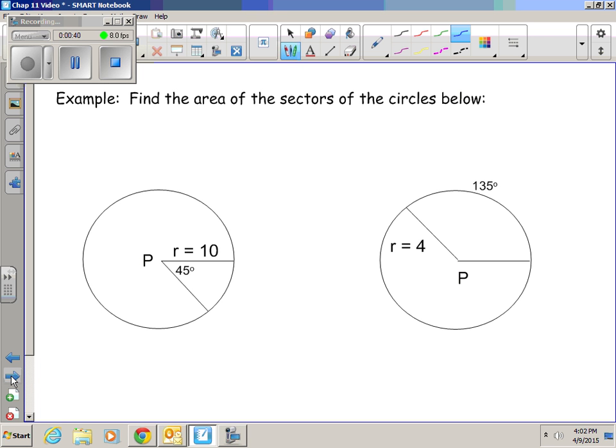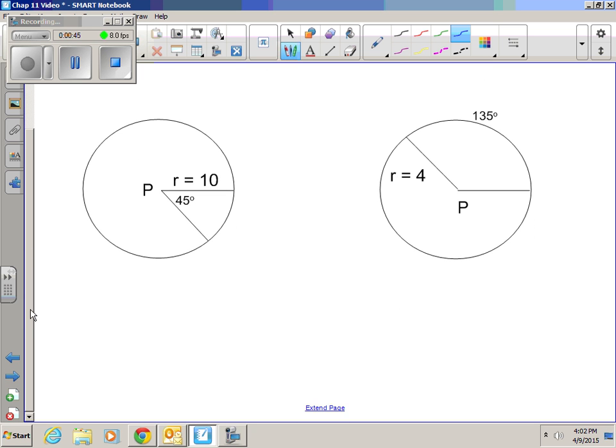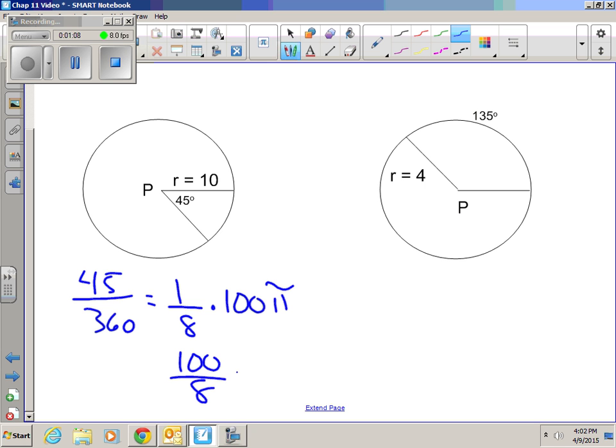Well, let's do some. Find the area of the sectors below. The first one: our central angle is 45 over 360. That equals 1/8 times the area of the circle, 10 squared, pi. That then equals 100/8 pi, which equals 25 over 2 pi. There's our answer to the first one.